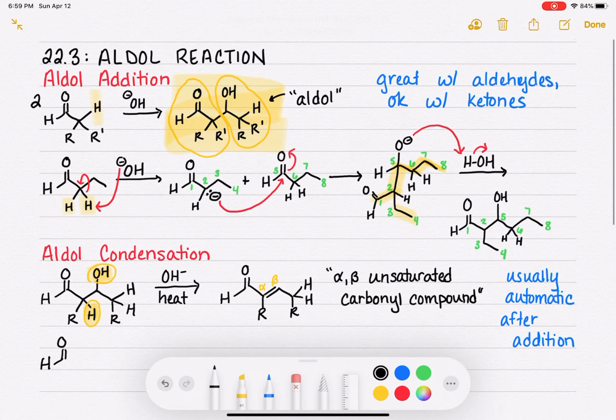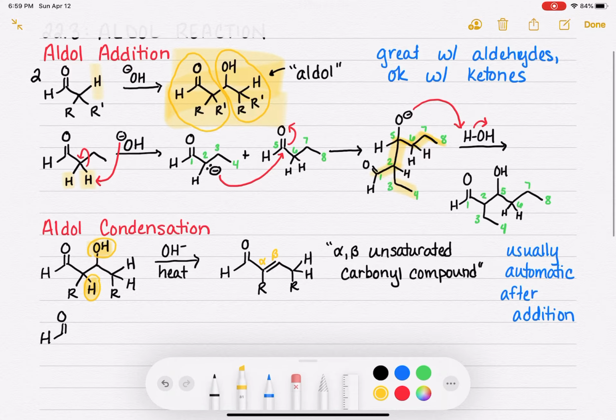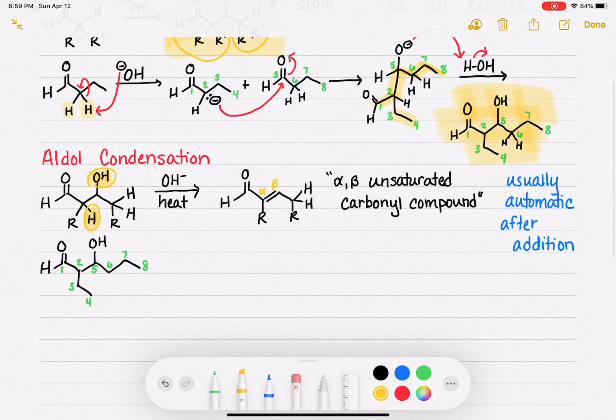I want to use this one right here. So I'm going to recreate the product of the aldol addition. I'm not going to draw the hydrogens that I drew up there on carbon number 6, but I will put the numbers on just so that you can see the consistency between the two molecules. There we go. So in order for this reaction to work, we really have to focus on the carbon that has the OH group. We have to focus on this carbon right here.